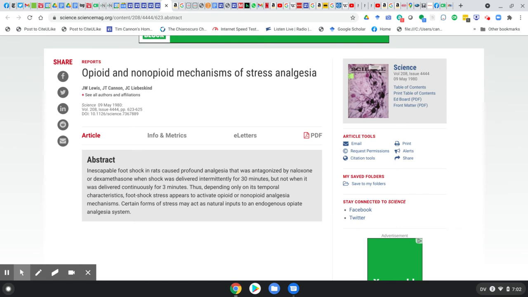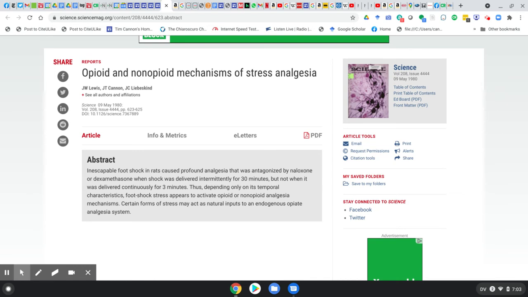So inescapable foot shock, that's how we stress them. Profound analgesia. And there's naloxone, which I think has already come up. Now, naloxone blocks opiates and opioids. And dexamethasone, I forgot. Dexamethasone is in the news again with COVID. This is one of the drugs that we give to treat some COVID symptoms. It suppresses inflammation and it can save your life. So we had two kinds of stress, intermittent for 30 minutes, 1 second on, 4 seconds off for 30 minutes, or continuously for 3 minutes.